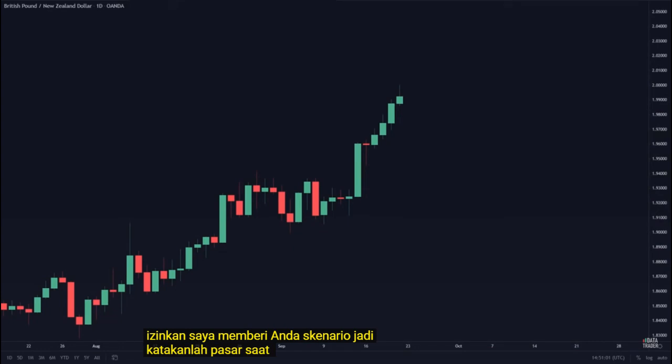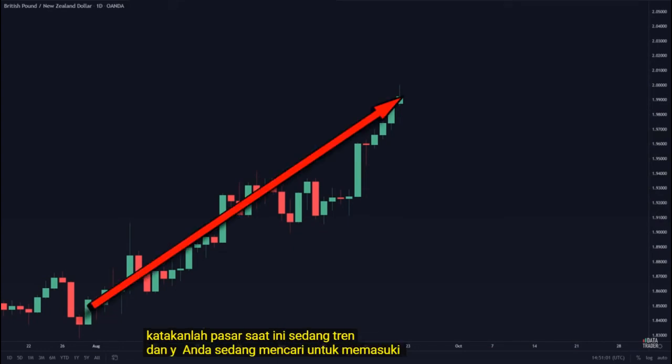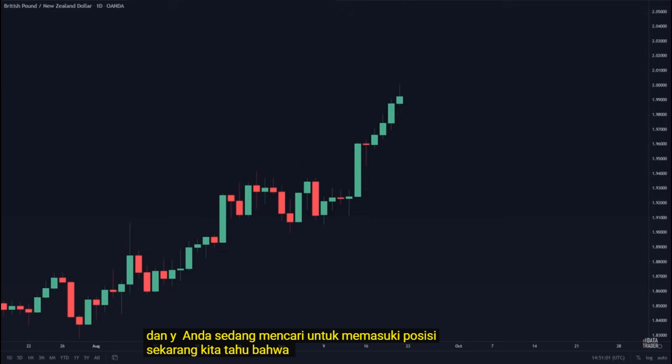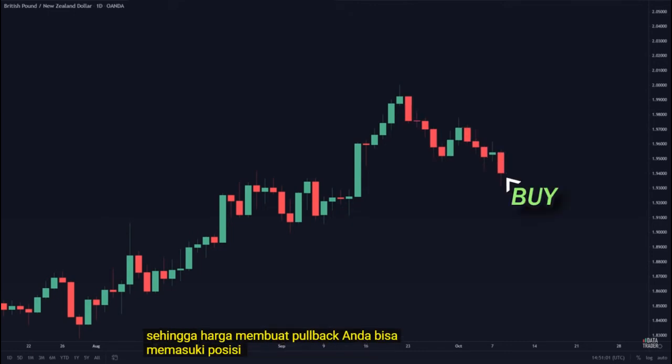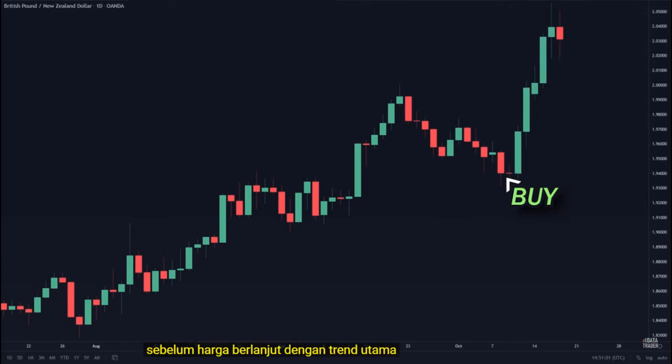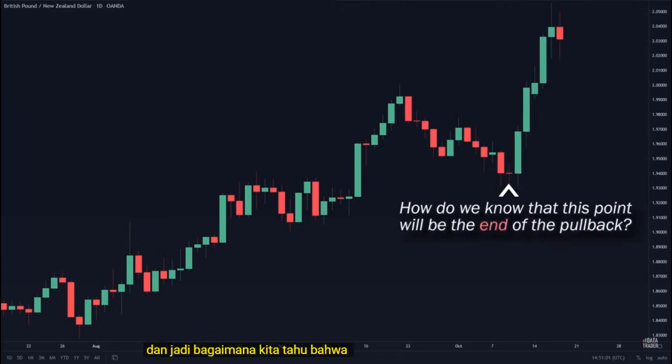Let's say that the current market is trending and you're looking to enter a position. Now we know that the best time to enter a position in a trending market is to wait for the trend to make a pullback. So as price makes a pullback, you can enter a buy position at the end of the pullback, before the price continues with the main trend. And so, how do we know that this point will be the end of the pullback?